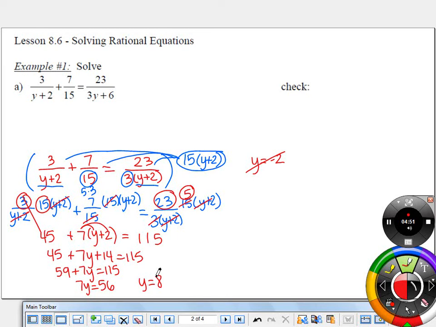Again, the checking is mainly revolving around these extraneous solutions. So I'm pretty sure if I did all my algebra right that 8 is going to work because it's not negative 2, and negative 2 would be the only really big problem. So I'm just going to plug 8 back in to check.